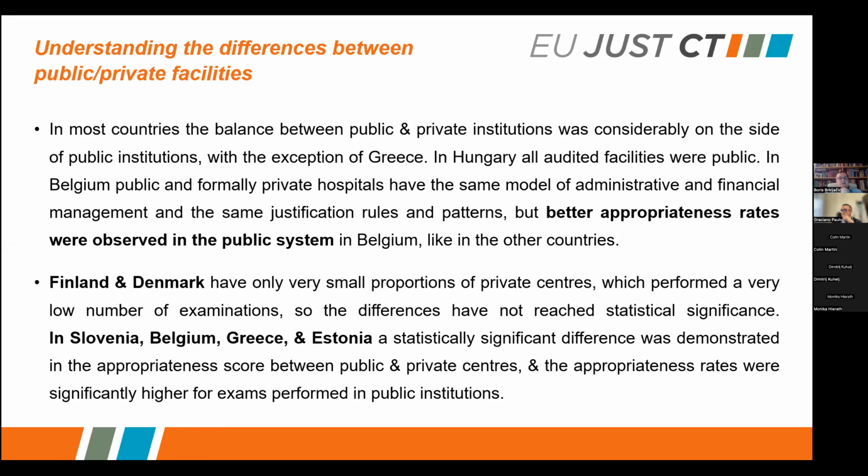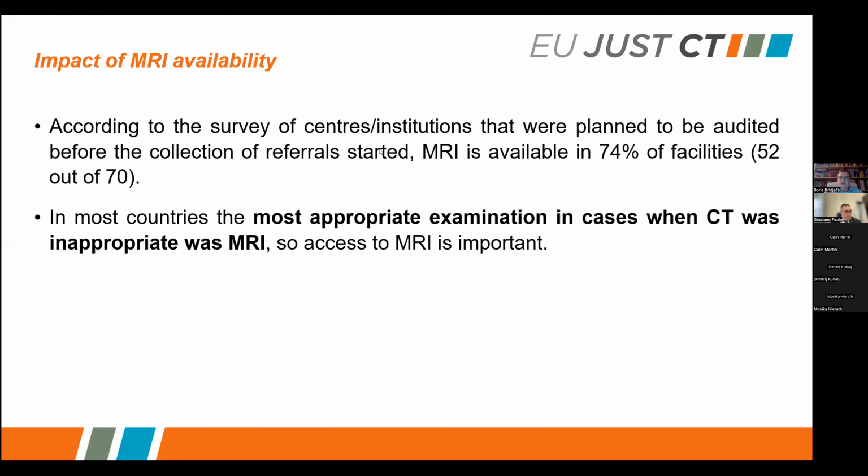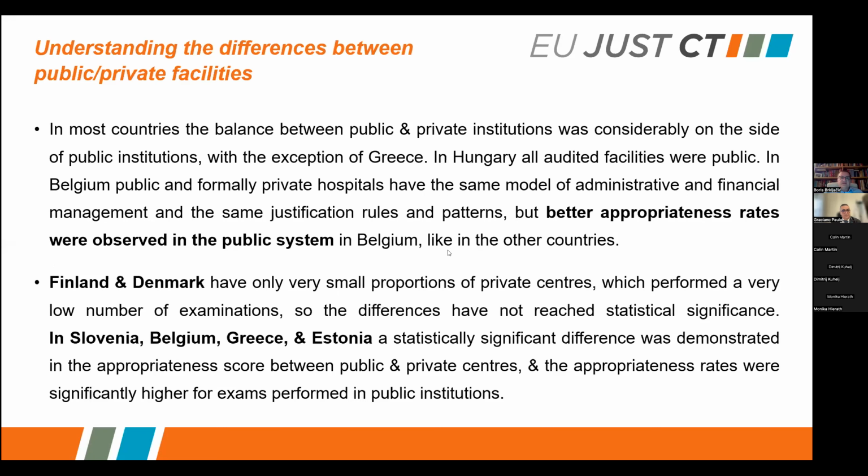Then, if we look at public and private facilities, in most countries, the balance was considerably on the side of public institutions, with the exception of Greece, which had 2/3 private. In Hungary, all audited facilities were public. In Belgium, public and formerly private hospitals have the same model of administrative and financial management and same justification rules and patterns. Same rules and patterns, but better appropriateness rates were observed in the public system, also in Belgium, like in other countries.